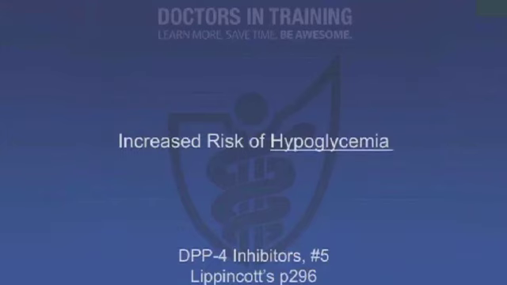You have to be careful if you're using them with the sulfonylureas. Why? Because they might cause hypoglycemia. They're going to increase insulin secretion, just like the sulfonylureas are increasing insulin secretion. If you get too much insulin, you can get some hypoglycemia.